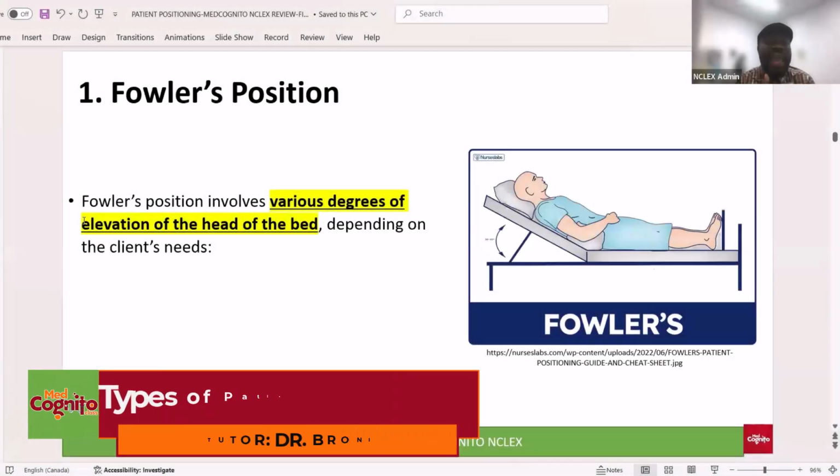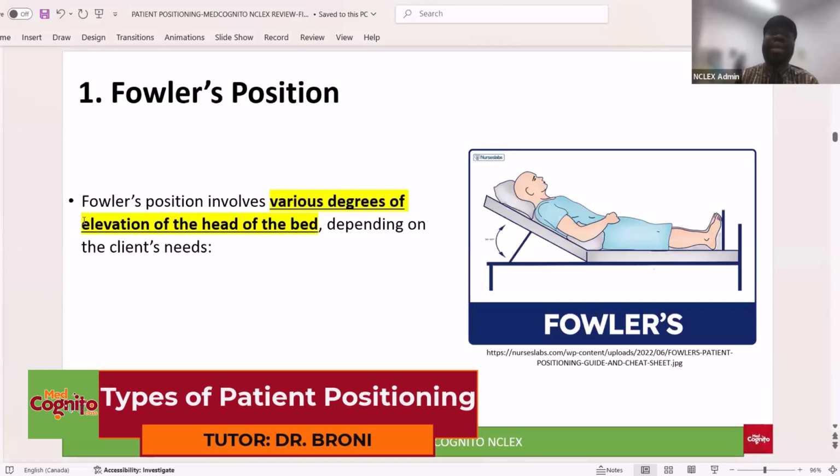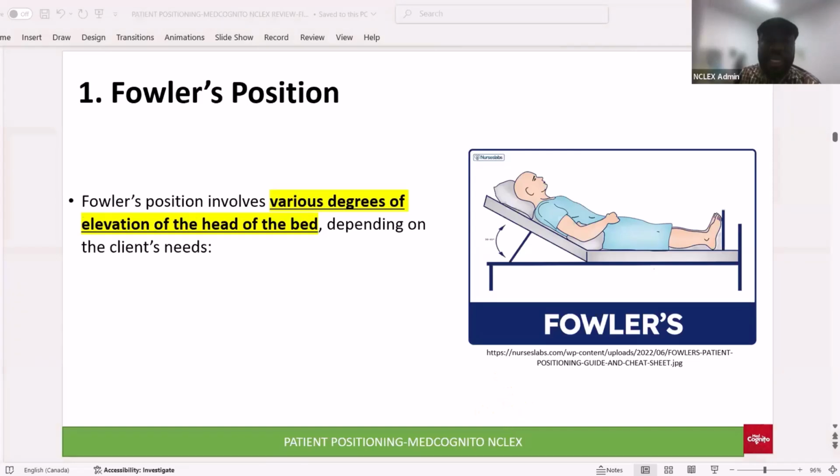The first position you need to know is what you call the Fowler's position. So please write it in the comment section. Fowler's position. Today I'm going to learn about the Fowler's position. Just write it down. Fowler's position.